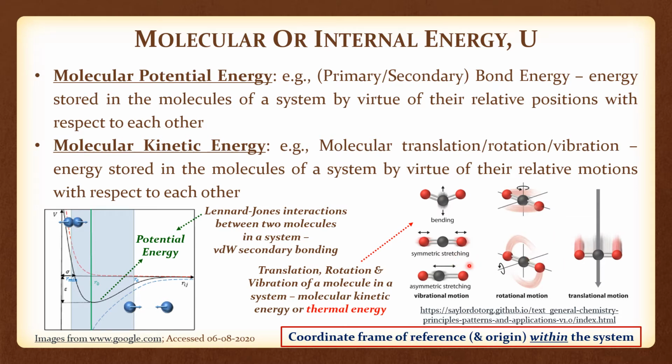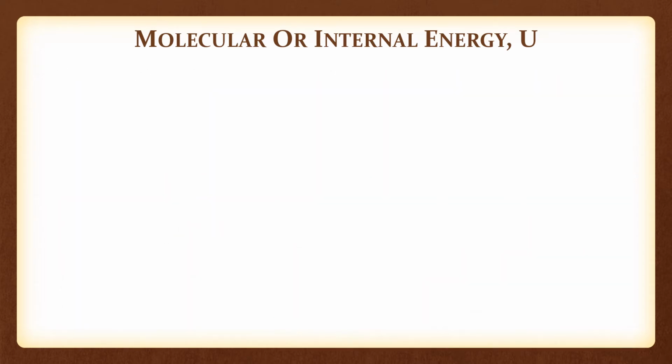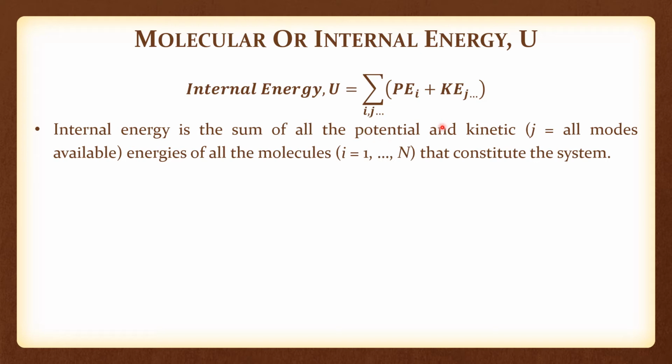Similarly, when you are looking at ideal gas molecules moving in a container, and they are coming and colliding with each other, each collision is described in terms of a coordinate frame of reference and origin that is within the system, within the container itself, right? And this is the difference between the macroscopic potential and kinetic energies and the molecular potential and kinetic energies. The sum of these two is called the internal energy. So internal energy is the sum of all the potential and kinetic energies. Here the j's are all the modes available of interaction, kinetic and potential modes, and energies of all the molecules, i.e. the summation runs over all the molecules that constitute the system, considering that there are, say, n molecules.